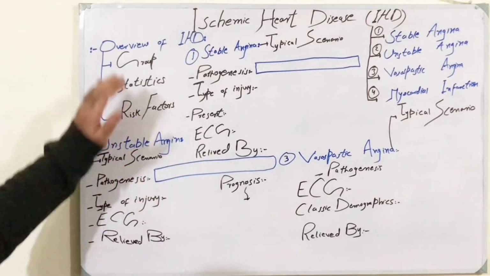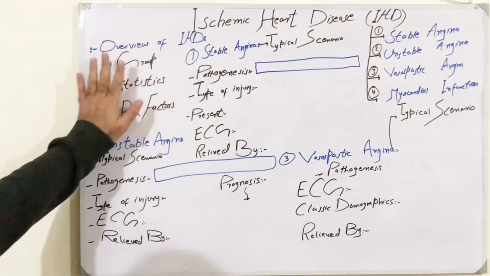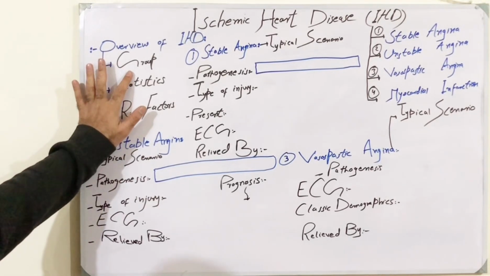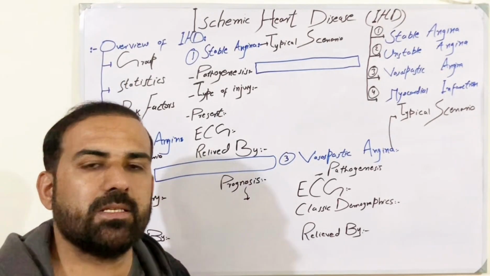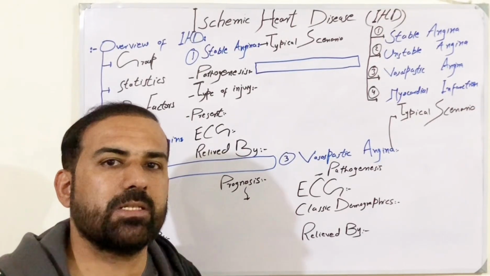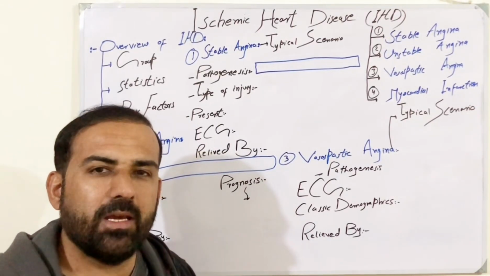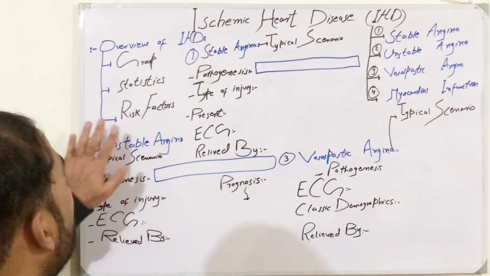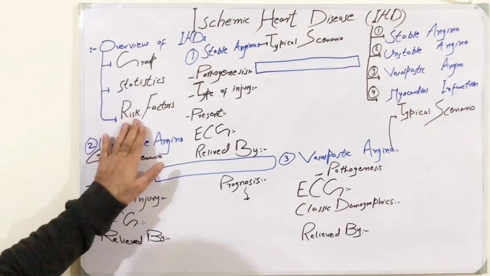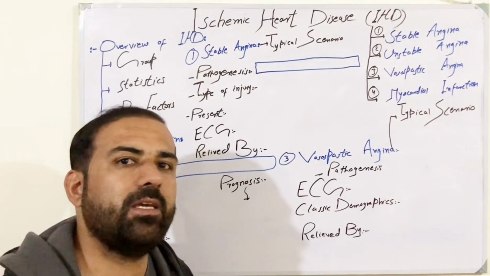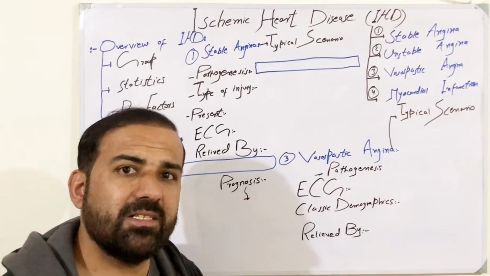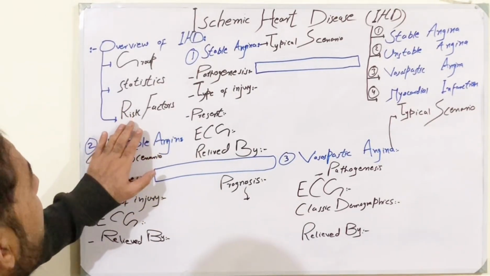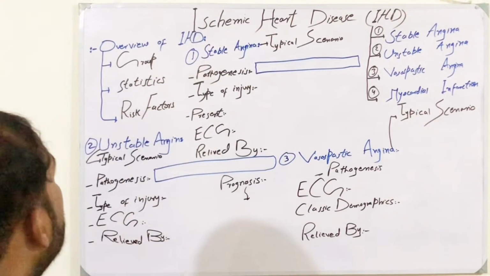Ischemic heart disease is not a single disease, it's a group of diseases which disrupt blood supply towards the myocardium. Ischemic heart disease is the most common cause of death in the US. All those risk factors that can cause atherosclerosis can also cause ischemic heart disease. For risk factors, we can easily say age, gender, ethnicity, diabetes mellitus, dyslipidemia, all those causes that can cause atherosclerosis can also cause ischemic heart disease.